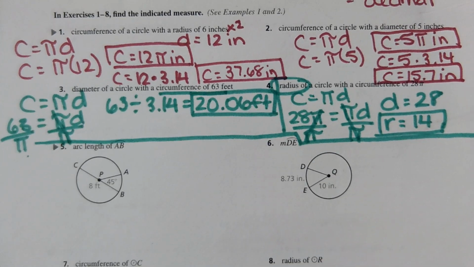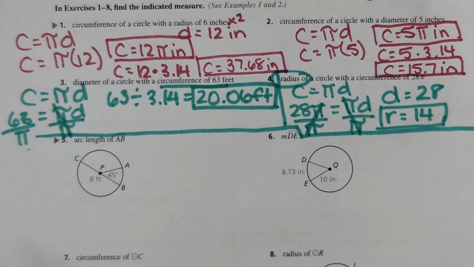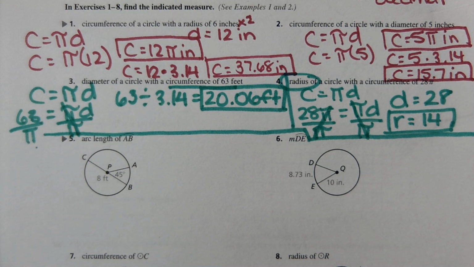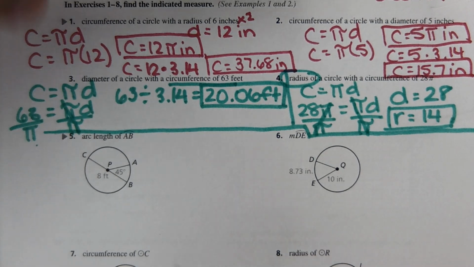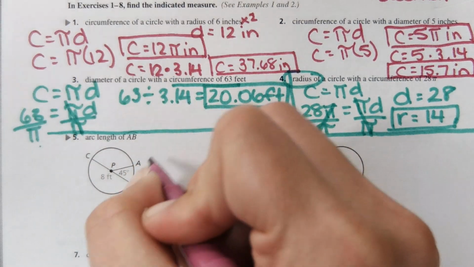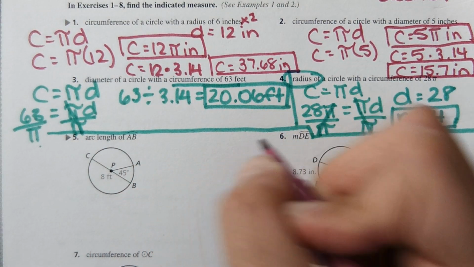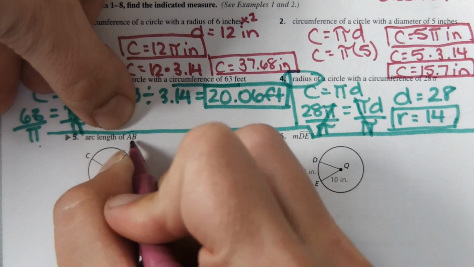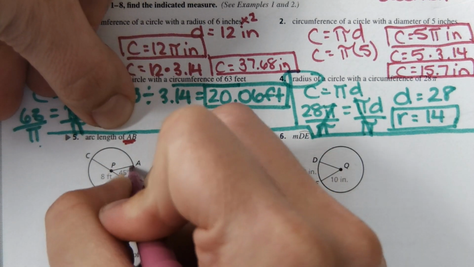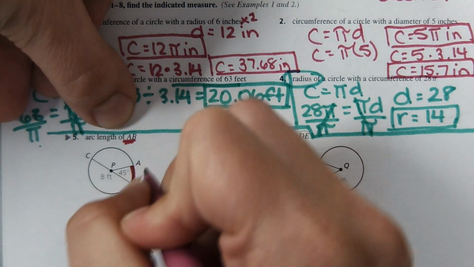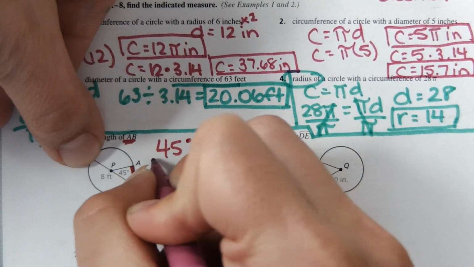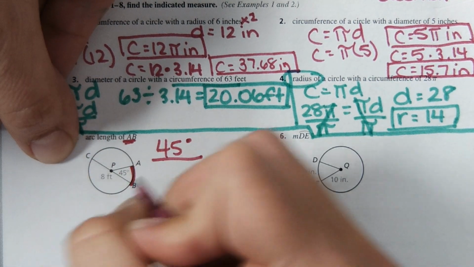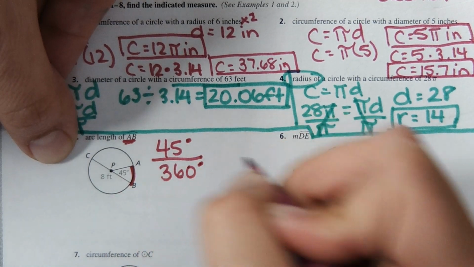Number 5, it's talking about arc length. So for 5, 6, 7, and 8, we're transitioning skills from circumference to arc length. So there is an equation for this, and here's what it is. It's like part over whole equals part over whole. We're setting up a proportion. Here it wants arc length of AB, so we're finding the arc length of this part right here, and that is 45 degrees. So we put 45 degrees over all the way around the circle would be 360 degrees.